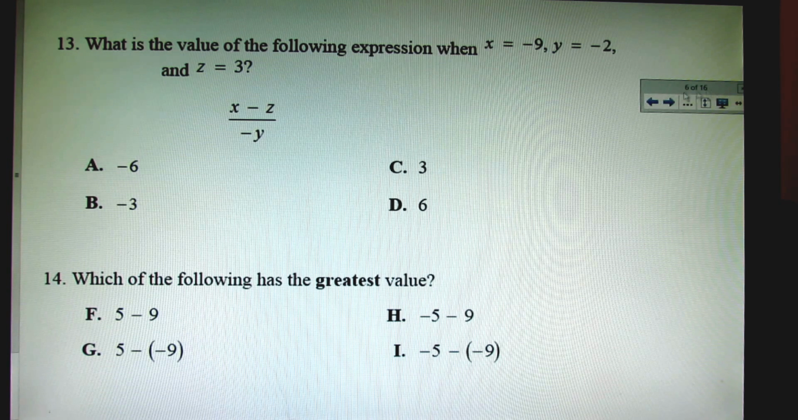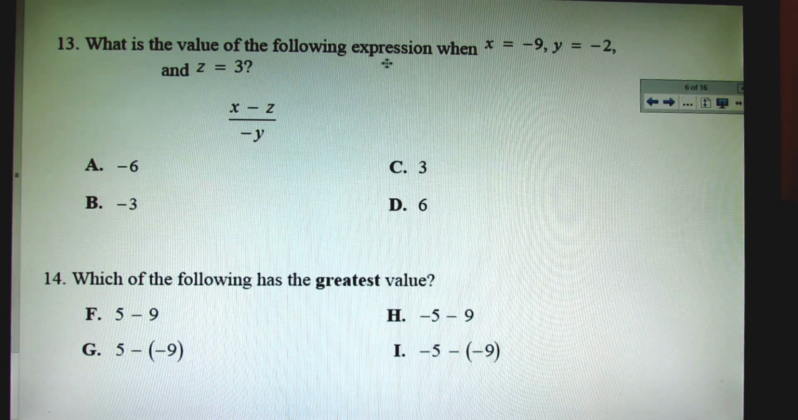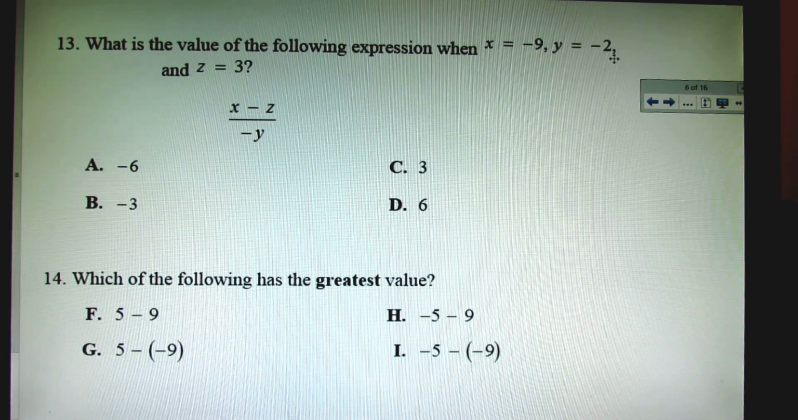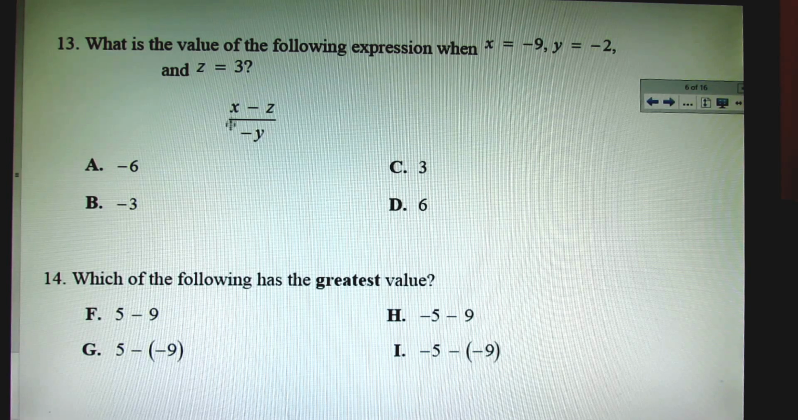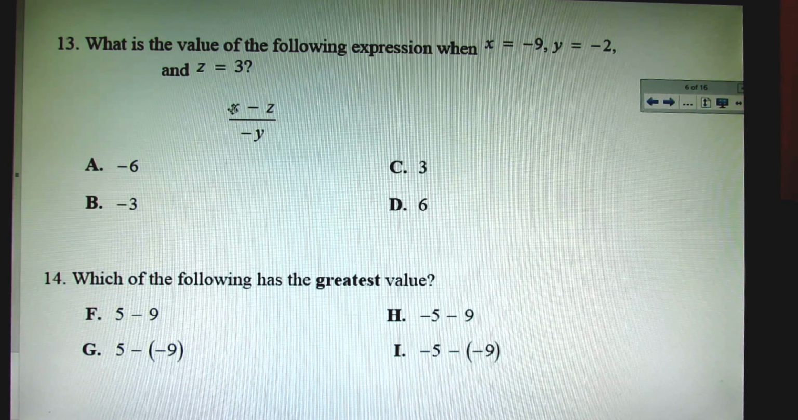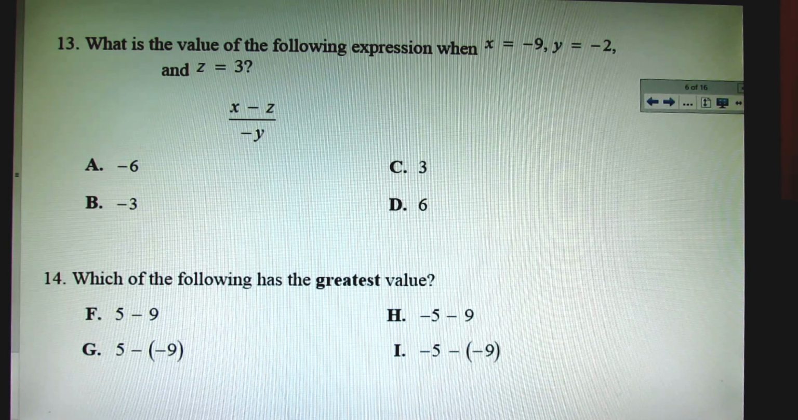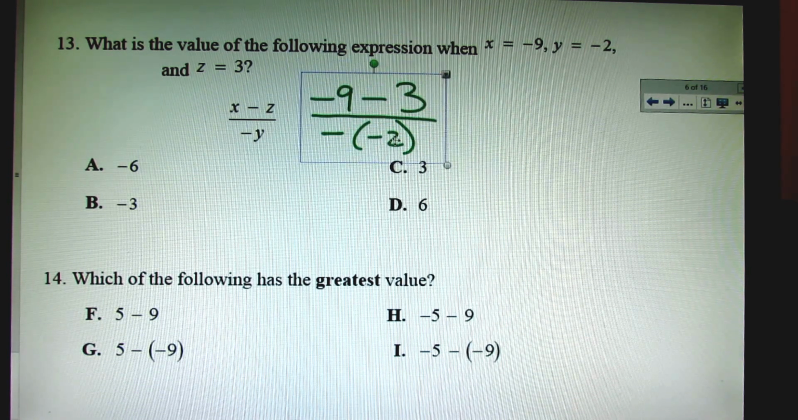Alright, question number 13. What is the value of the following expression when x is negative 9 and y is negative 2 and z is 3? Okay, so here's my expression. Again, all about evaluating, substituting in my numbers in for these letters. So if I substitute in, I'm literally going to start writing x, oh, that's negative 9, minus z, oh, that's 3, divided by negative y. Okay, well, that's negative 2. Interesting. What are we going to do about that?